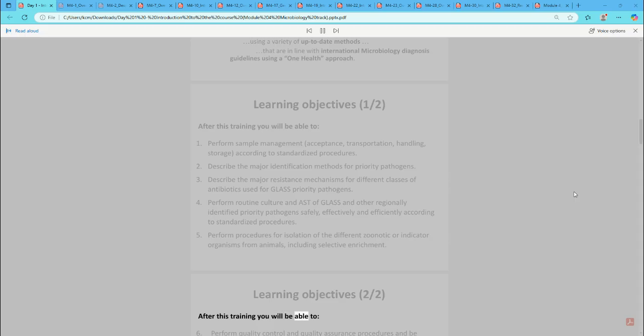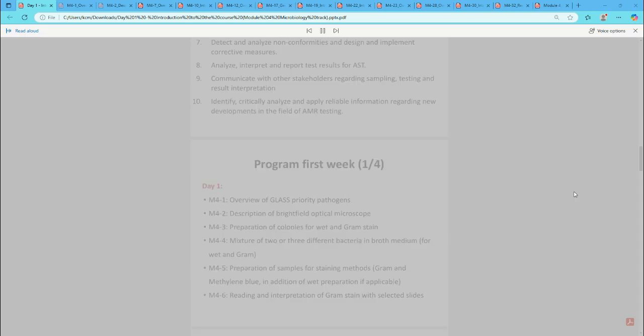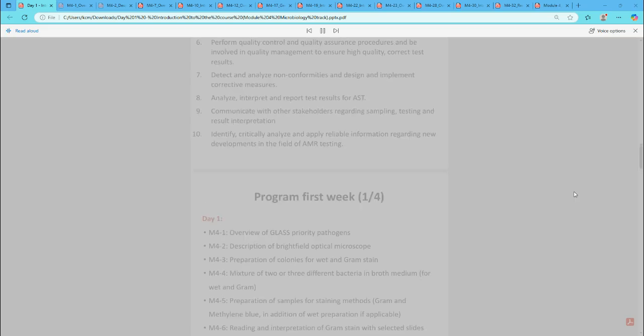After this training, you will be able to: 6, 7, 8, 9. Perform quality control and quality assurance procedures and be involved in quality management to ensure high quality, correct test results. Detect and analyze nonconformities and design and implement corrective measures. Analyze, interpret, and report test results for AST. Communicate with other stakeholders regarding sampling, testing, and result interpretation. 10. Identify, critically analyze, and apply reliable information regarding new developments in the field of AMR testing.